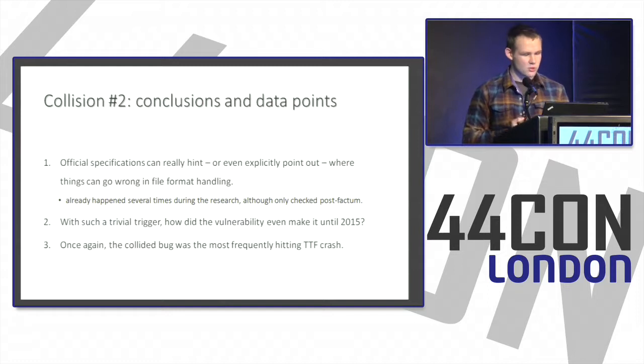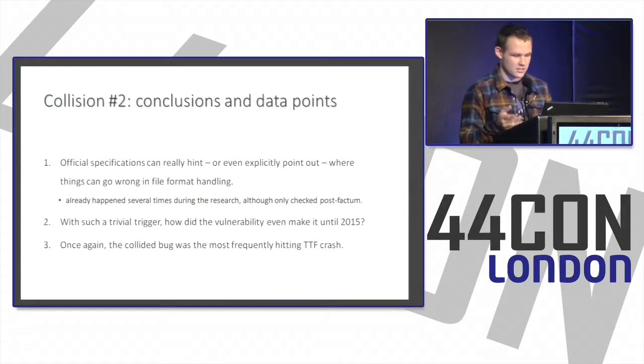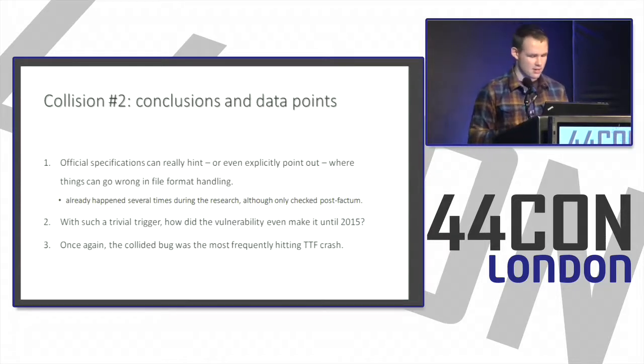So the conclusions and data points from the second collision is that many bugs that I have shown here could really be found inside of the specification itself. So it's not very difficult to find them. And it's very useful to actually look at the specification when doing vulnerability hunting. And it's interesting how these vulnerabilities made it until this year with such trivial triggers, right? Everyone could find them very easily. Also, the bug was the most frequently hitting TTF crash that I had, so it was also low-hanging fruit.